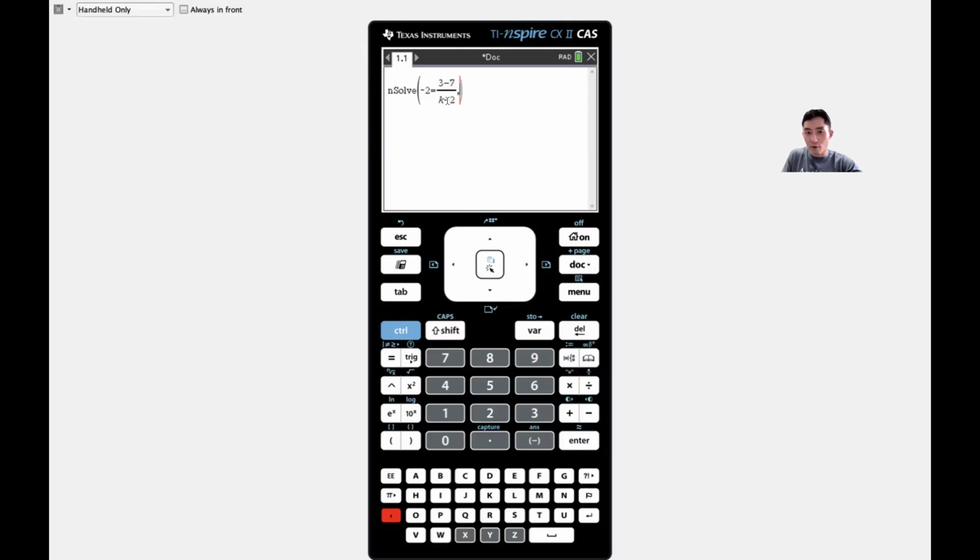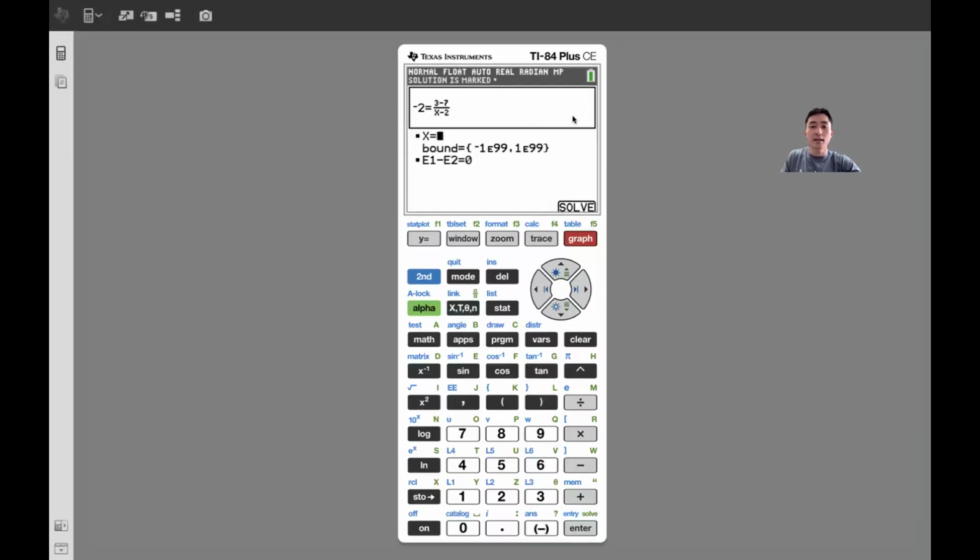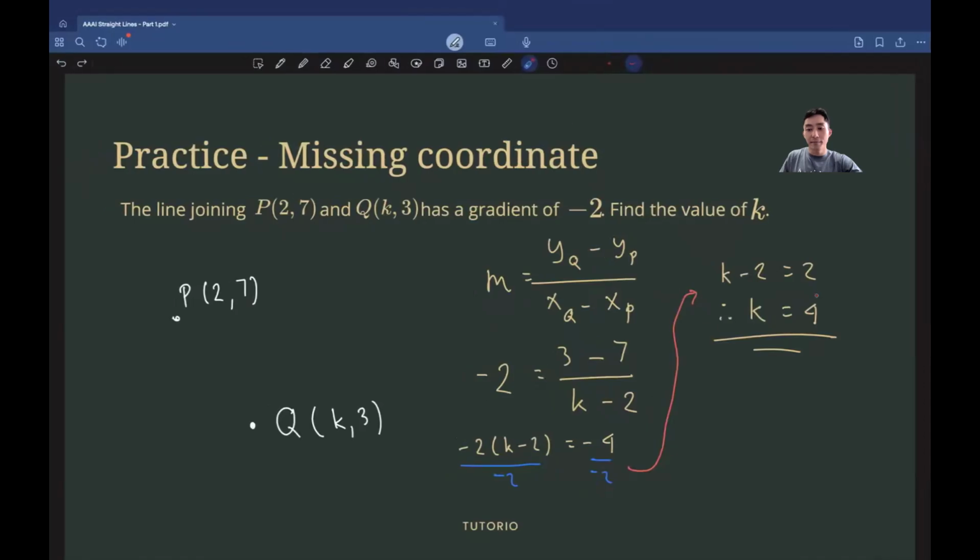And of course, in this case, we need to write a comma, and we are solving for k. So we need to write solving for k. And then we are going to press enter. And we get that k is 4. So this is the answer from the TI-Nspire. This is how you do it on the TI-84. And yep, you are getting the same answer.